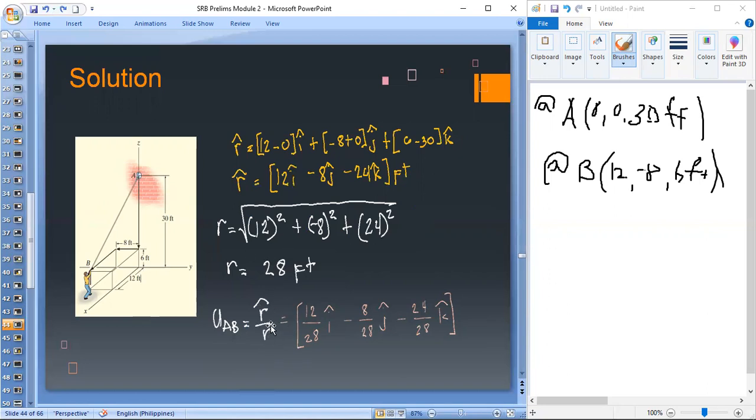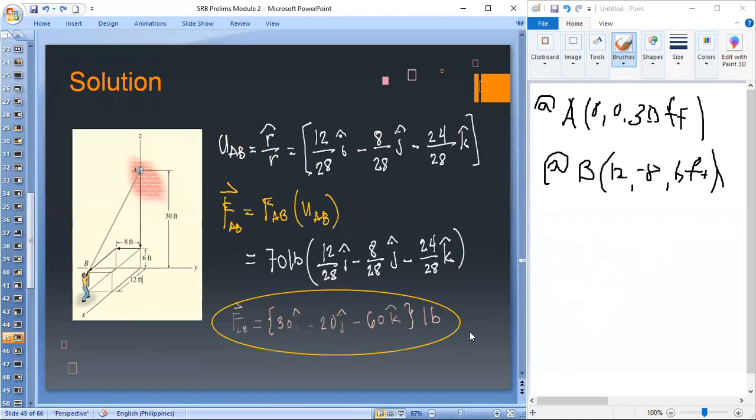The 28 feet. So, lalagay mo siya, input mo lang. Di ba? Yung formula natin ng unit vector, huwag nyo kalimutan. Unit vector is equal to r, your position vector, over your magnitude. Okay? So magagamit din siya sa force, same with the force. Okay, and then input mo lang siya, kasi nga may force tayo na 70 pounds.